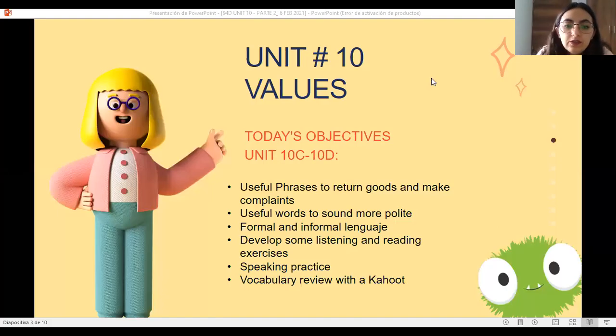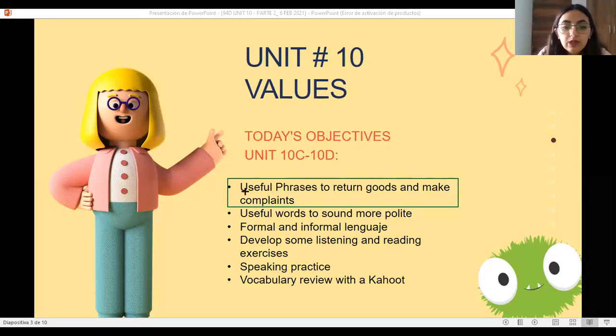So, as I was telling you before when we started the class, today we're going to talk about some useful phrases you can use when you want to go to a shop or to a store and you want to return any good you have bought there. And when you want to make a complaint also because something you bought wasn't working as you expected. Okay, so today we're going to see some phrases to return goods and make complaints.